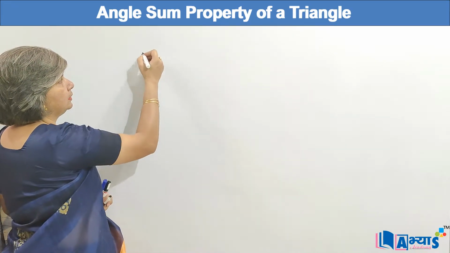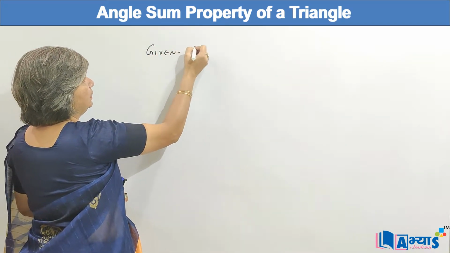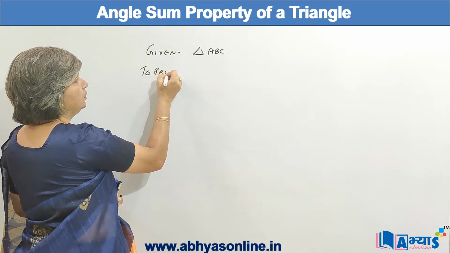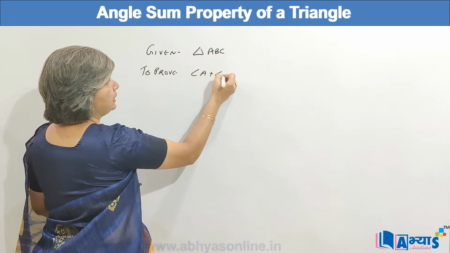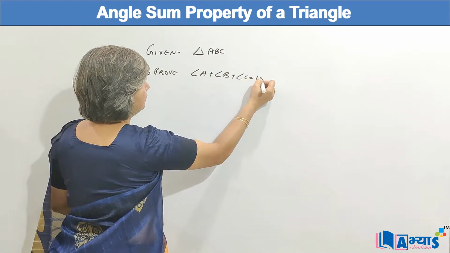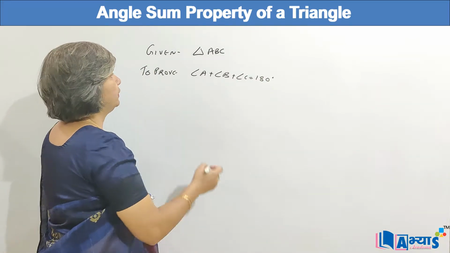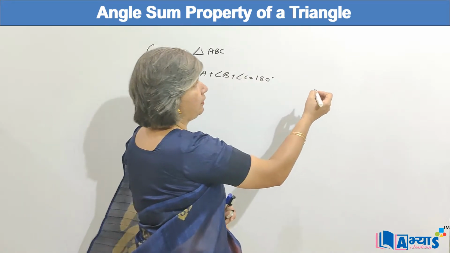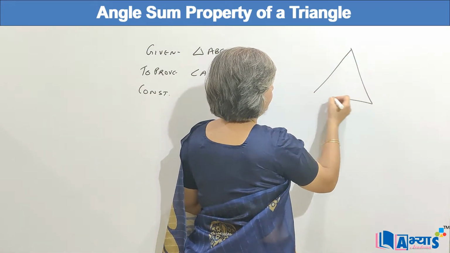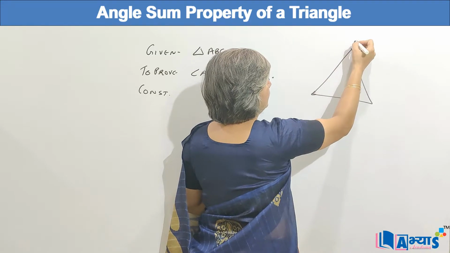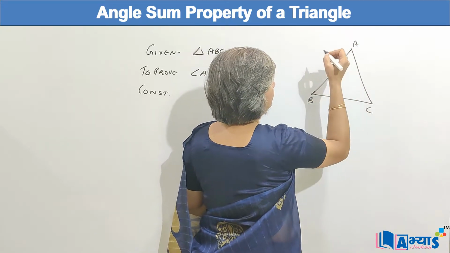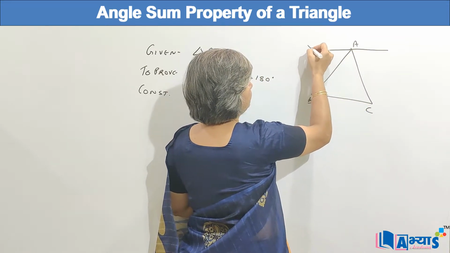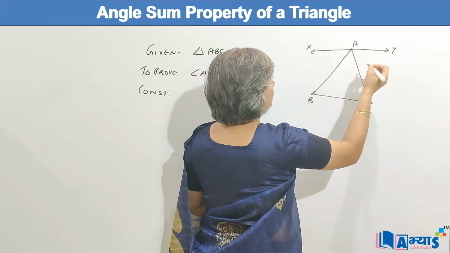So it is given that triangle ABC is given to us. We have to prove angle A plus angle B plus angle C is equal to 180 degrees. So for this we will have a construction. That means if we have a triangle ABC, then through A we will draw a line parallel to BC. Let us suppose we have a line XY parallel to BC.